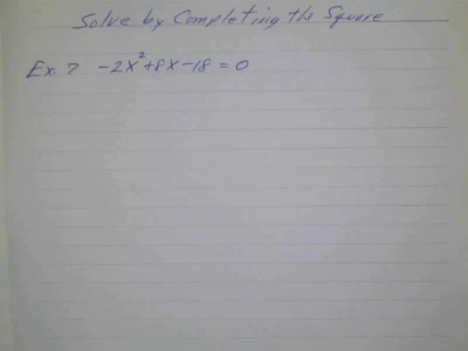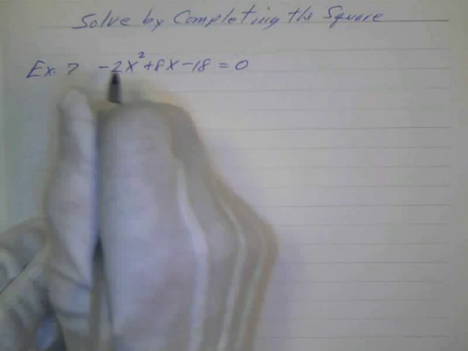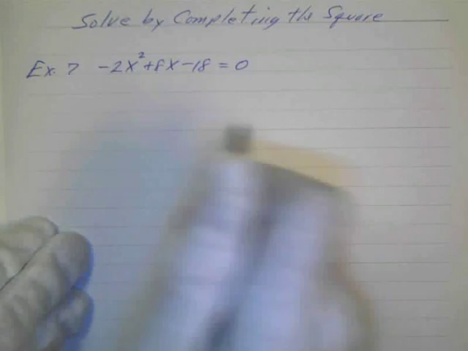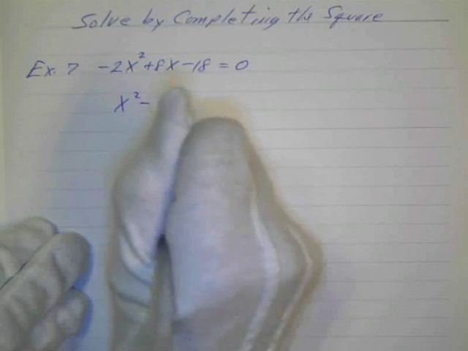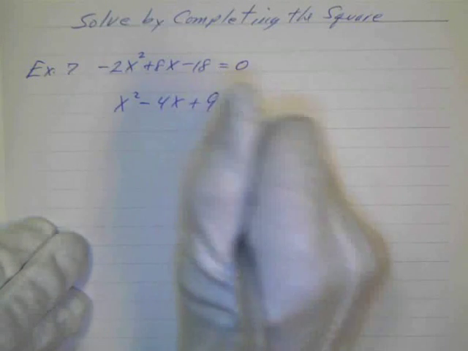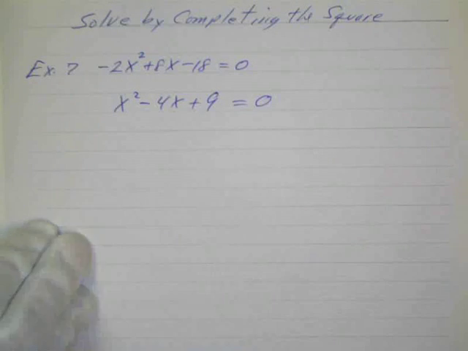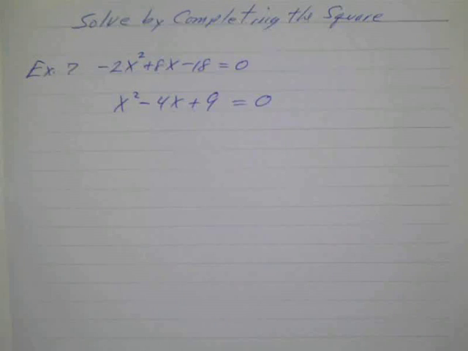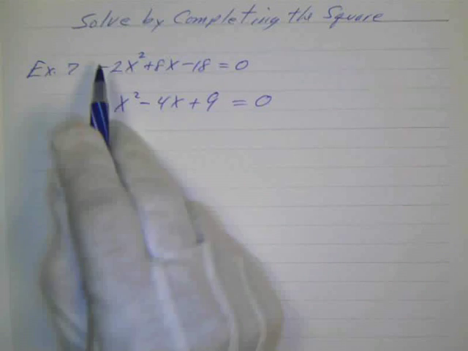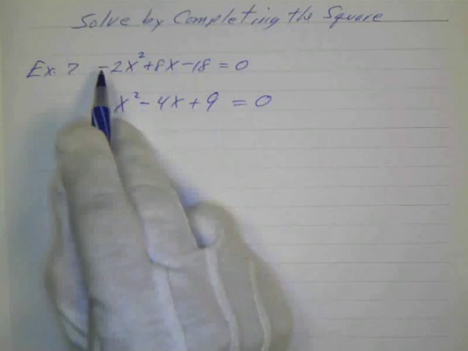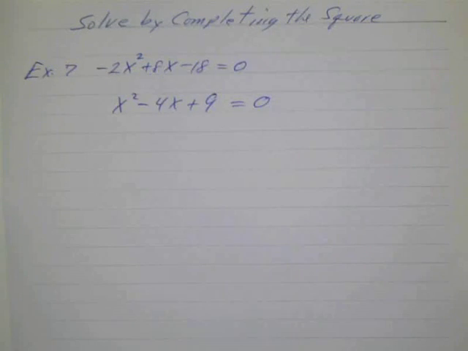So if I divide, oops, this is 3x squared, pardon me. Okay, so -2x squared plus 8x minus 18. So if I divide every term by -2, I have x squared minus 4x plus 9 equals 0. Okay, so double check it. If I multiply -2 by x squared, by -4x, negative times -2 is plus 9. So double check it, and that's fine.